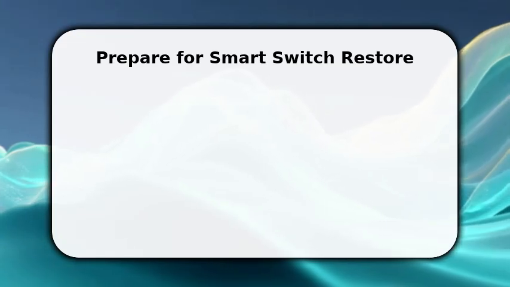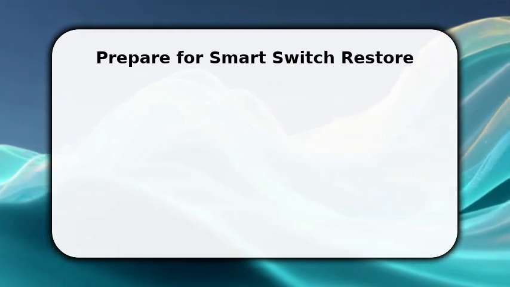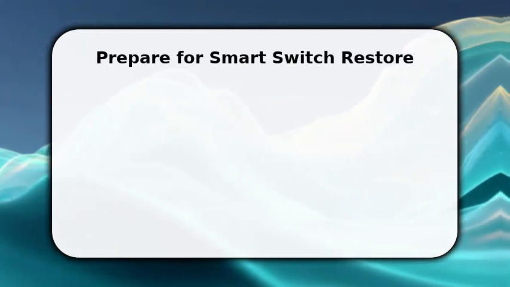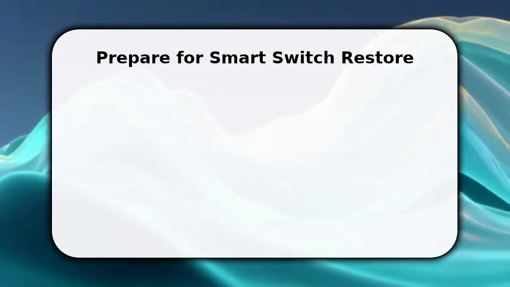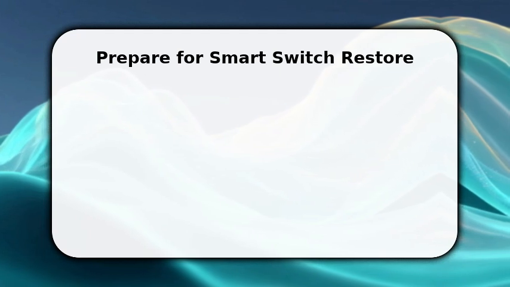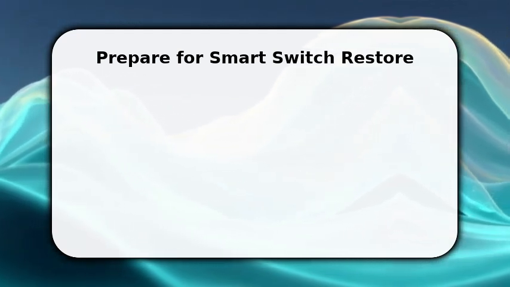Get ready to restore from a Smart Switch backup by preparing the device. Charge the phone to at least 50% before you begin the process. Install Smart Switch on your PC or open the Smart Switch app on the target phone. Use an original USB cable and keep it nearby for a reliable connection.